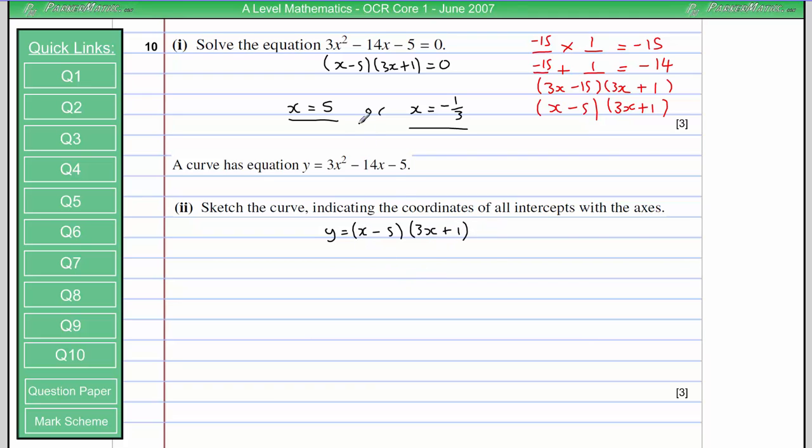So I know from above that my 2 points where it crosses the x-axis are going to be 5 and negative 1/3. I also need to know where it crosses the y-axis, and that's going to be at x equals 0. And if I put x equals 0 into this equation, this first part is 0, that's 0, I just get y equals negative 5. So I know all the points now where it crosses the axes, and that's going to be enough to draw my curve.